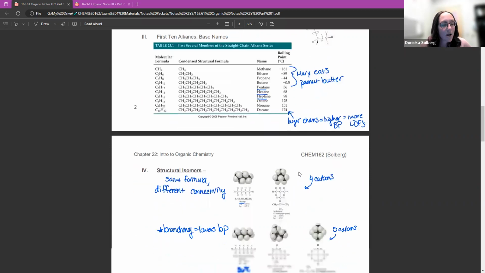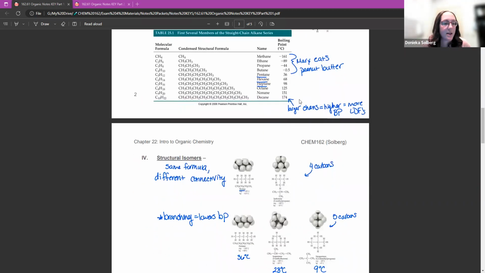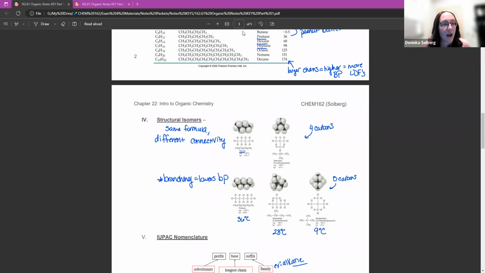So the last thing I want to talk about before we go into naming is what a structural isomer is. So isomers are just the same formula. They would have the same molecular formula, but they are connected differently. Okay, so what do I have here? This is butane. So I have 4 carbons and I can connect them all in a straight line, or I could do 3 and then I could have 1 branched off the middle. And these are 2 different structural formulas, but they have the same molecular formula. So they do actually have different names.